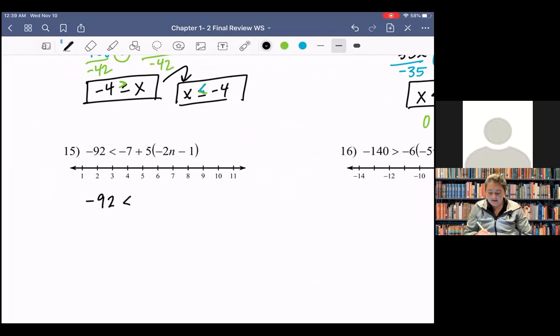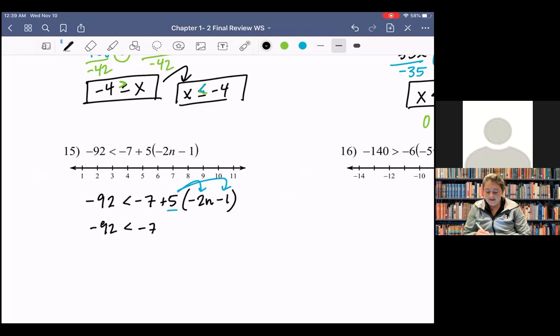-92 is less than -7 plus 5 in parentheses -2n minus 1. Okay, here's a really common mistake that people make. They'll add together this -7 plus this 5 first, which is not correct because we need to remember the order of operations. The order of operations says to deal with our parentheses type stuff first. So I actually need to distribute my 5 first. Oh, excuse me, because the addition doesn't come until late in the order of operations. So I'll have -92 is less than -7.